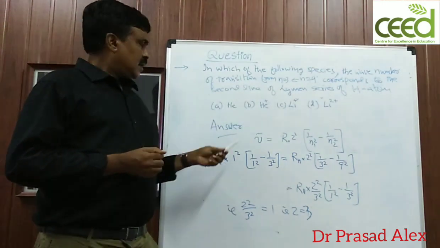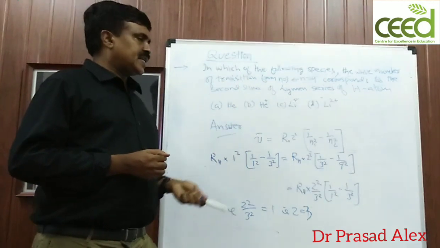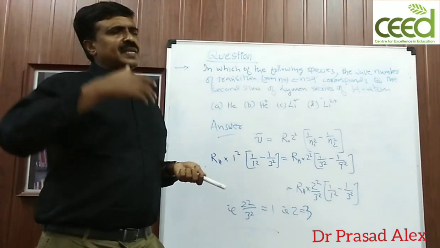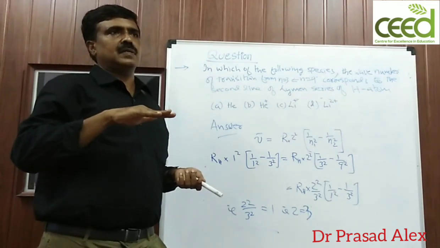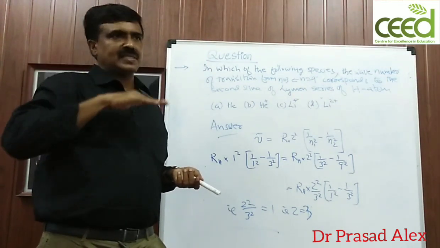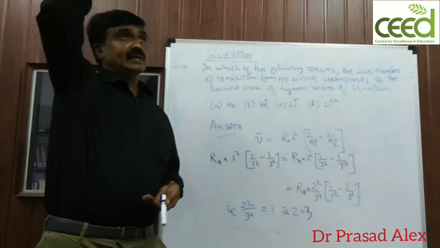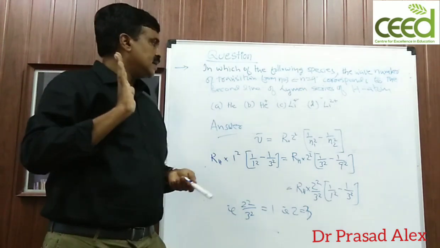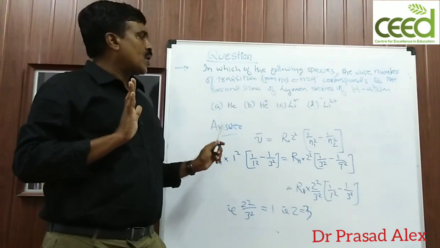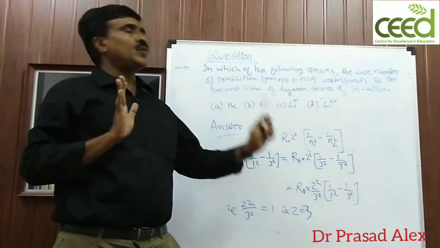So you take the Lyman series, second line of the Lyman series. The first line of the Lyman series is the transition from the second energy level to the first energy level. And the second line is the transition from the third energy level to the first energy level. Right? So we have the quantum numbers n1 equals 1 and n2 equals 3.